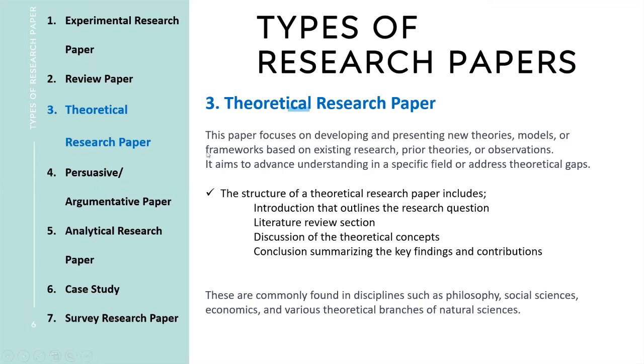The next type of paper is what we call the theoretical research paper. These papers focus on developing and presenting new theories, models, or frameworks based on existing research, prior theory, or observation. It aims to advance understanding in a specific field, address theoretical gaps, and reduce the gaps in the theoretical data presented in existing literature. The structure includes the introduction, which outlines the research question, the literature review section, the discussion of the theoretical concept, and then the conclusion, summarizing the key findings and contributions.